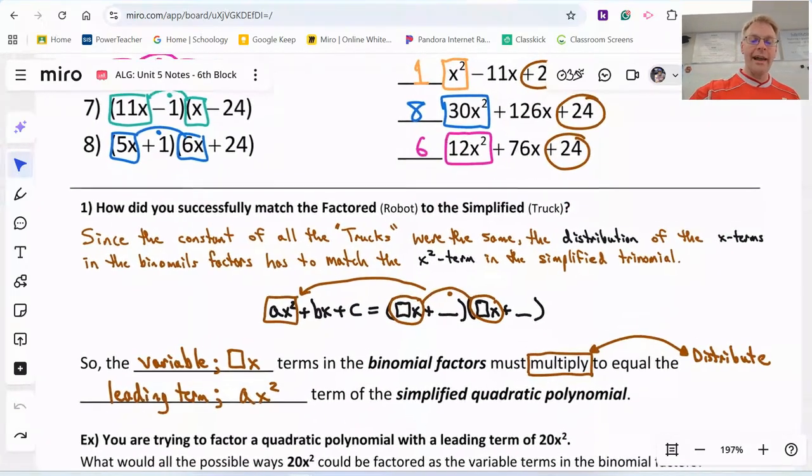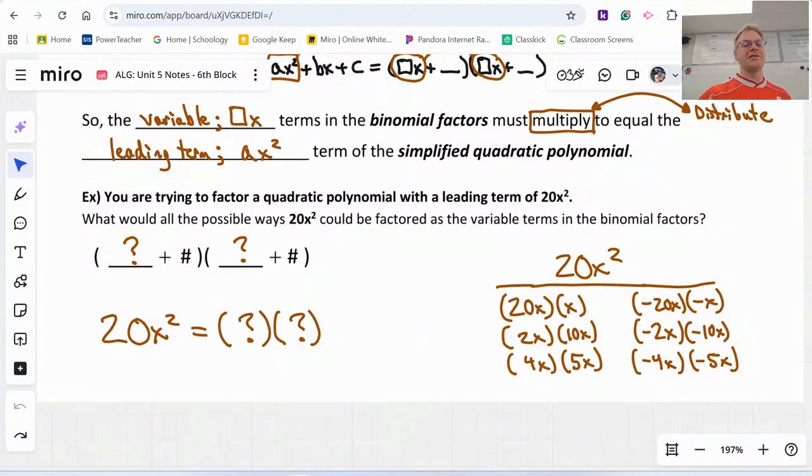All right, and that is what we kind of wrote down right here, that the variable terms, the x terms in the binomial factors will always multiply to the leading term. Again, this is another 100% straight facts, always going to be true. That will always happen. And we didn't really get to do this exercise here at the end of if we knew the leading term was 20x squared, what could possibly be the terms in the factors.